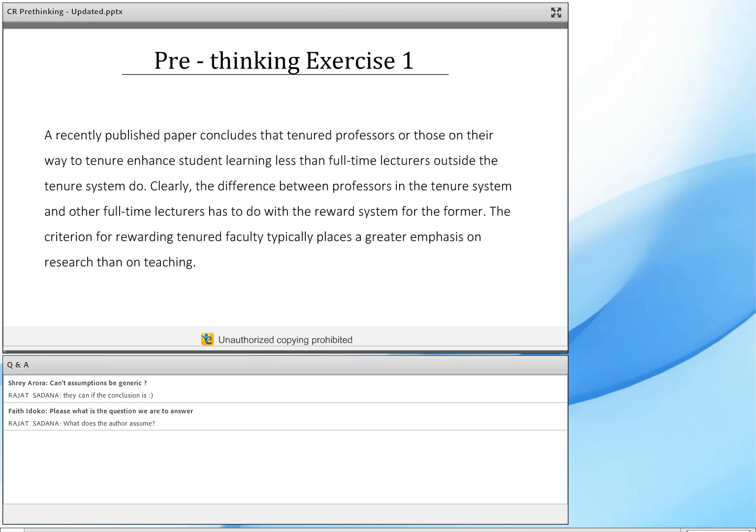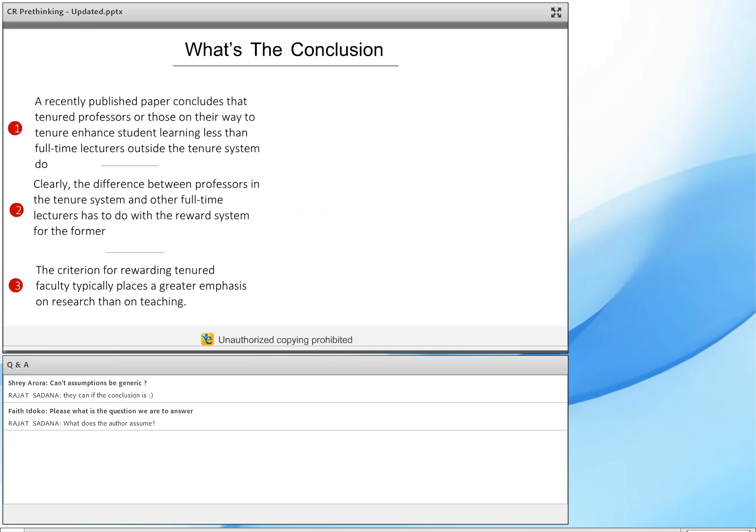Here's our question, the same question that we did. I've divided this into 3 statements. So the first thing we have to figure out is which statement is my conclusion.